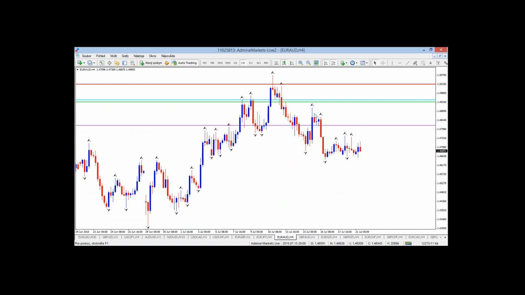Well, actually, in this case, we have a clear downside momentum. No upside momentum on the 4-hour chart, right here and here. And now we're having a consolidation.